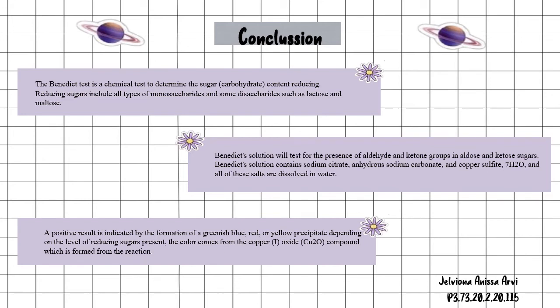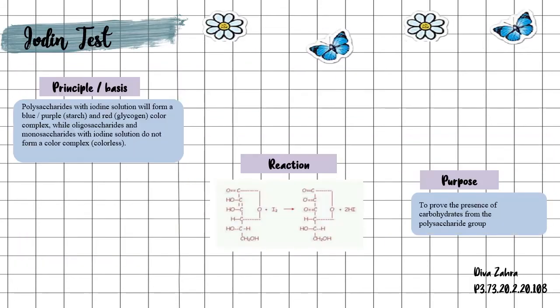water. A positive result is indicated by the formation of a green, blue, red, or yellow precipitate depending on the level of reducing sugar present. The color comes from the copper oxide compound, which is formed from the reaction. And the last is iodine test.